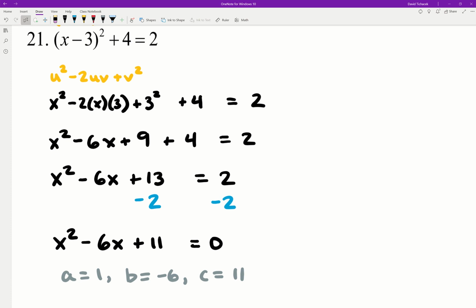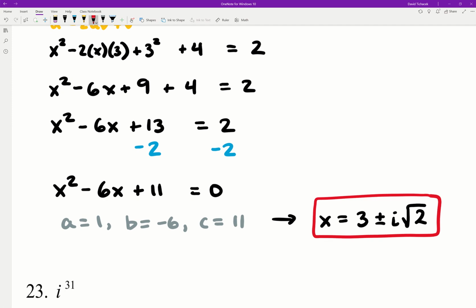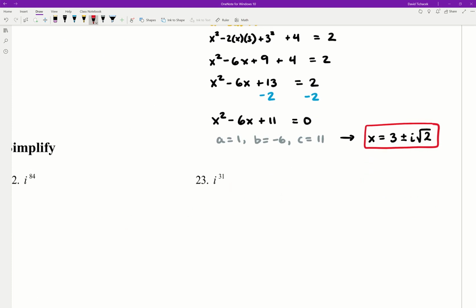Okay, so you should be ending up with here, if you do the quadratic formula, your final answer x is equal to 3 plus or minus i times the square root of 2. Okay, so again, I'm skipping the work on that just for sake of time in the video here, but it would just be the quadratic formula. We've talked about the quadratic formula in previous videos, so you can go ahead and watch those previous videos for that.